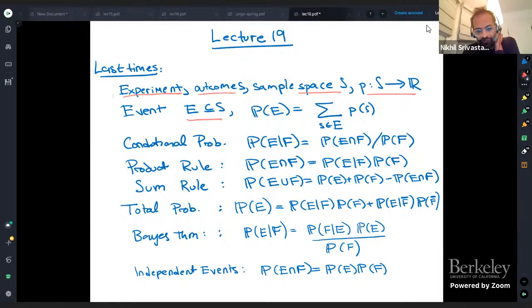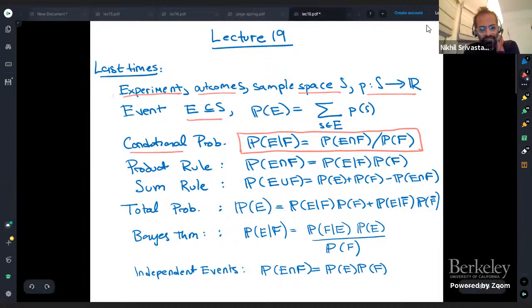The most important thing, which we did in the last lecture, is this definition of conditional probability. This is probably the most subtle thing in probability theory, even though it's a simple formula. When in doubt about anything regarding conditional probability, just use this formula. We stated the product rule, which is just a rearrangement of the definition of conditional probability. We stated the sum rule, which is essentially a restatement of the formula for the size of the union of two sets that we covered quite a while back.